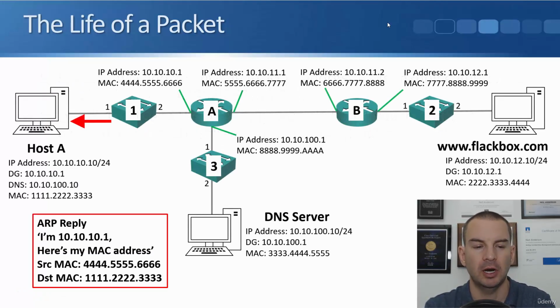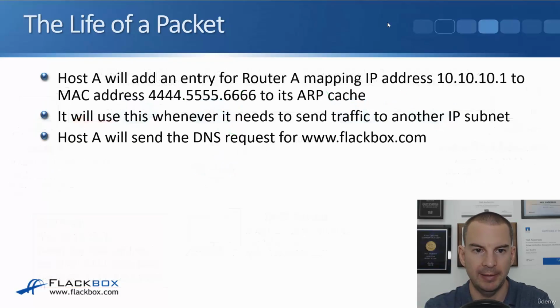Okay, so there goes the ARP reply. It says I'm 10.10.10.1 and here's my MAC address. That came from router A. The source MAC is 4.5.6 and the destination MAC is 1.2.3 on host A.